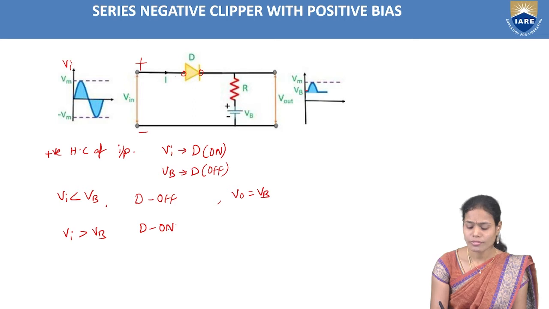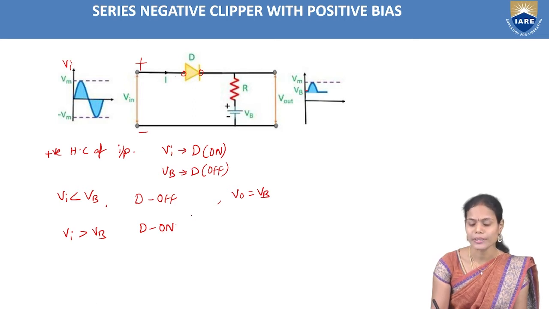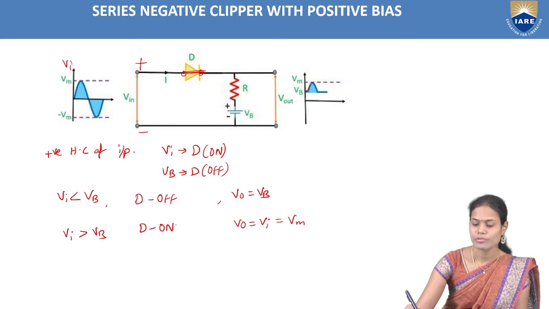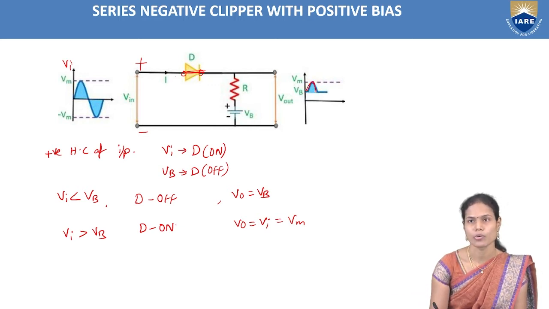And when VI is greater than VB, the diode enters the forward bias condition. So there is no drop across it. That's why whatever input voltage you are applying, you can expect across the resistor R. That is nothing but V0 equal to Vi. And what is my Vi? That is equal to Vm. So we get Vm across the output.